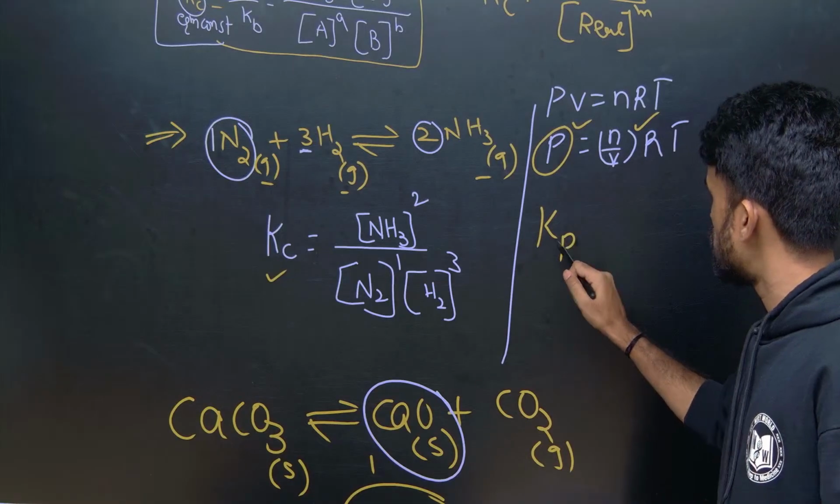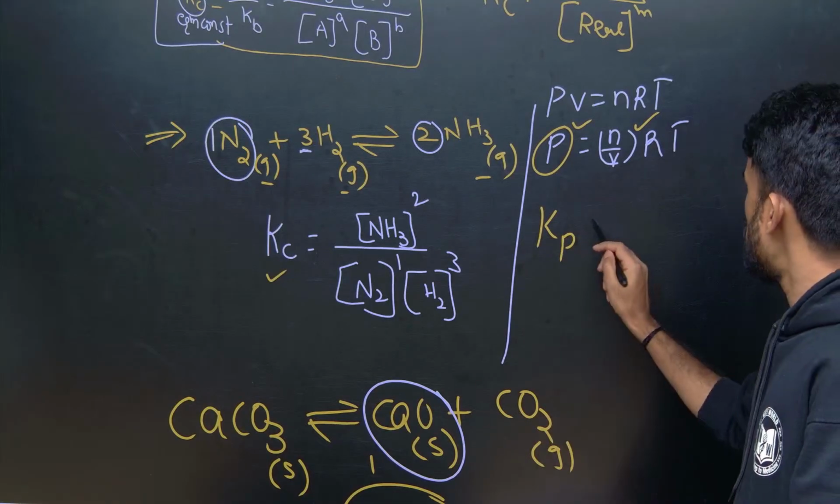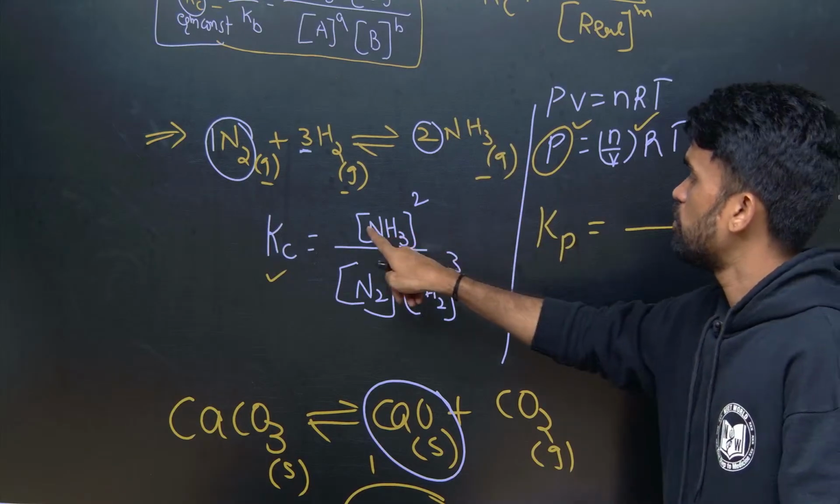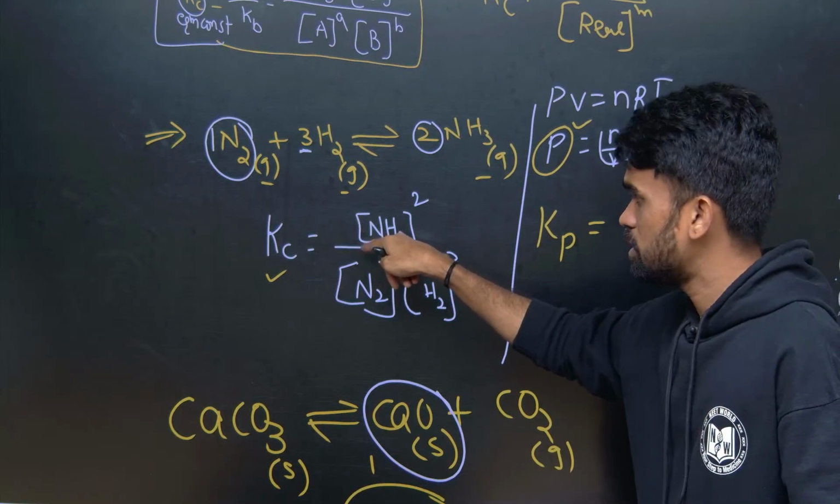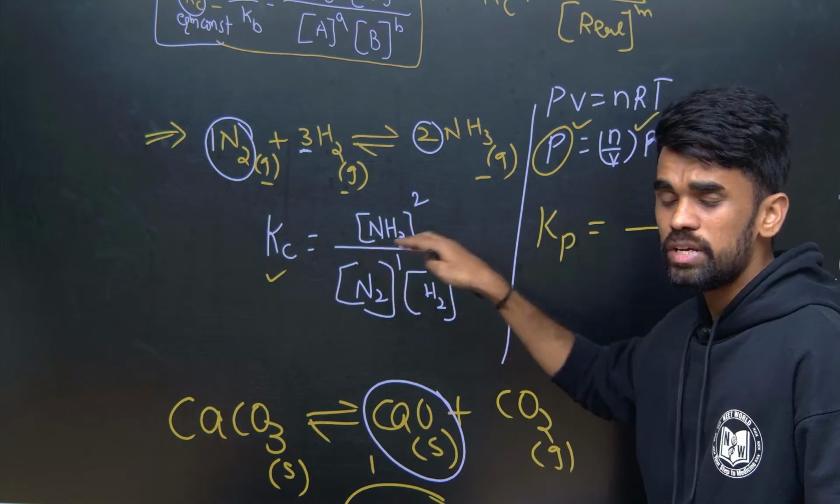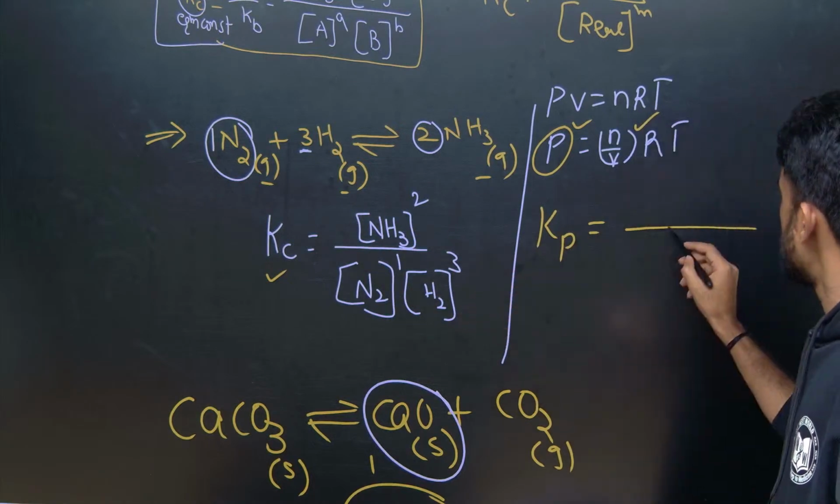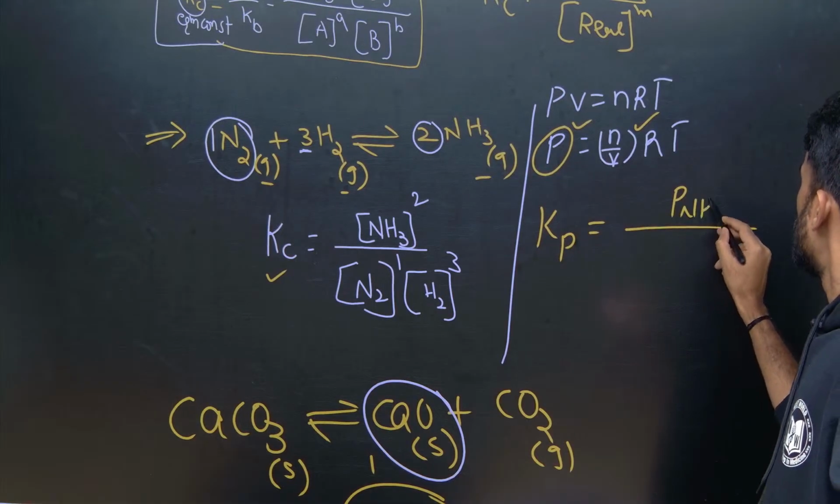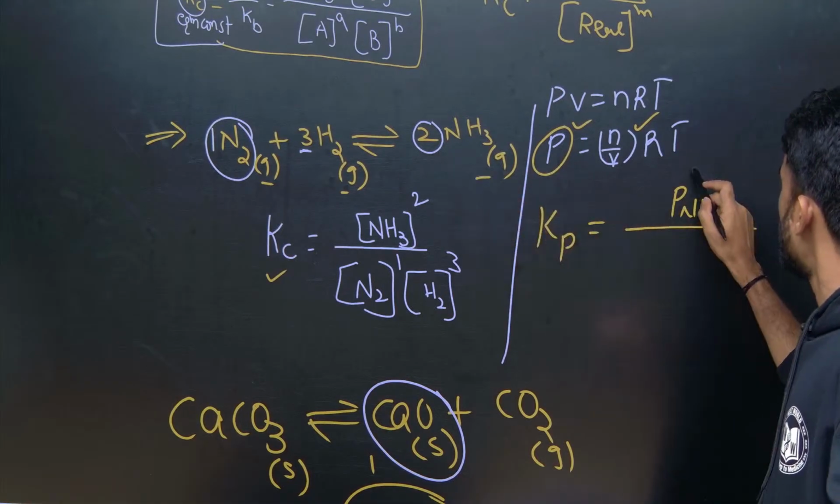Equilibrium constant in terms of partial pressure will be equal to the partial pressure of product. Here we have written just concentration, so here we need to write partial pressures. Just make it P, partial pressure of ammonia. What is its coefficient? 2. Right, here power 2.